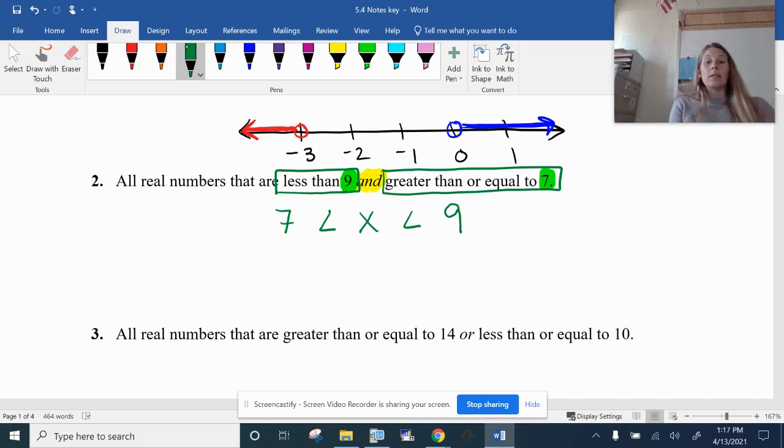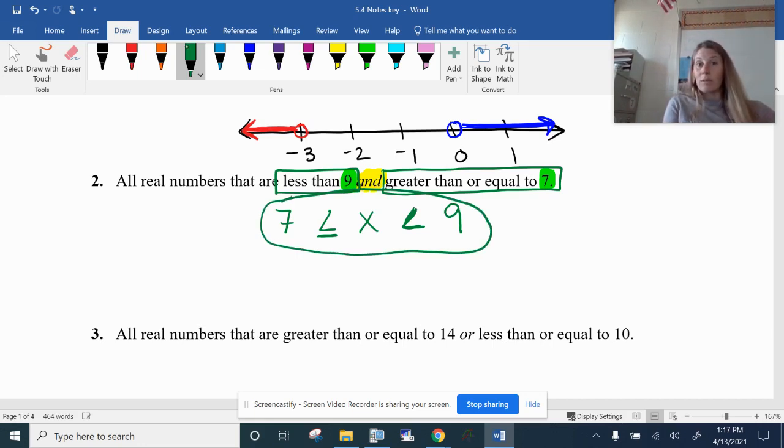Less than 9, so this one was just less than 9. I do not need an equal to. Then the other one said greater than or equal to 7, so I do need the equal to. Now you might be like, wait, it says greater than, I'm confused. Don't be confused, because that would be if we were reading this backwards: X is greater than or equal to 7. But like I said, you don't need to worry about that.